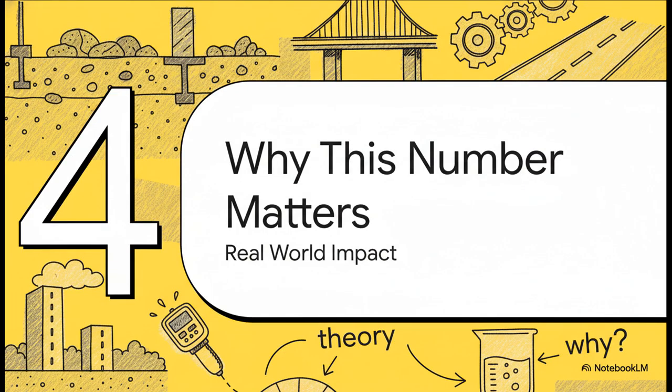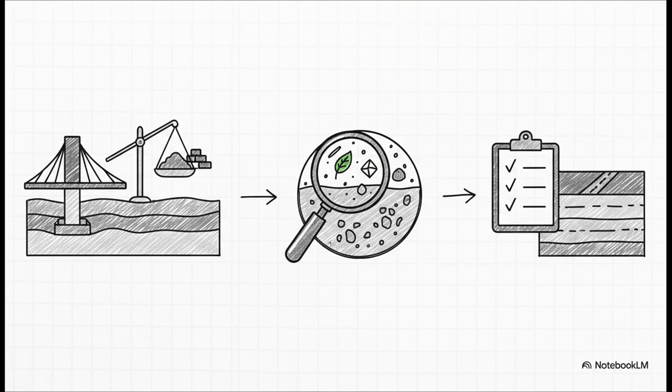All right, so we've got the theory down, and we know what makes the number go up or down. But so what? Why does any of this actually matter in the real world? Why do engineers go through the trouble of measuring this one little value? Well, here's the payoff, and it's a big one. First off, knowing G lets engineers estimate the weight of soil, and that is absolutely critical when you're designing something like a building foundation. Second, it's like a secret code for what the soil is made of.